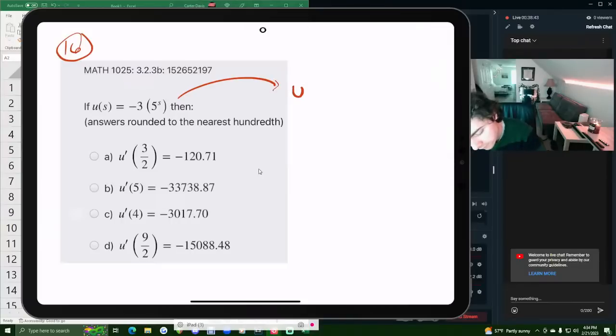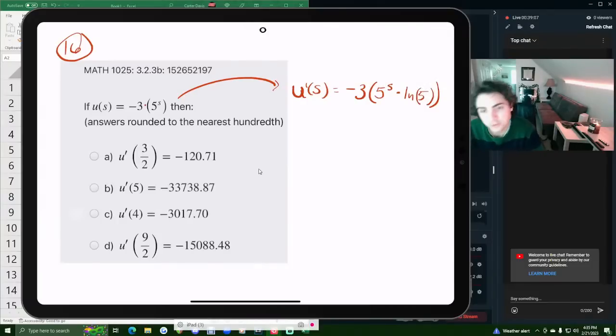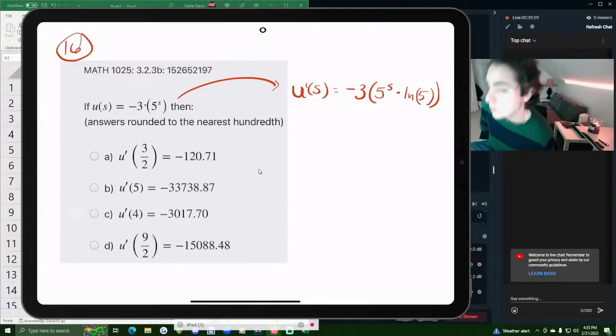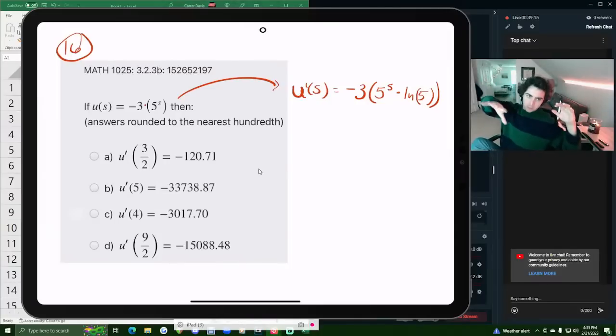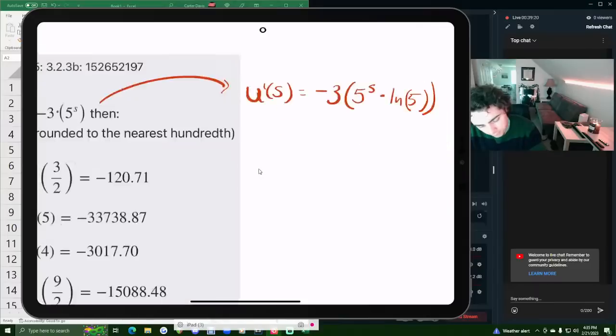So the derivative of u of s would be u prime of s, and so let's talk about how we can handle this. 5 to the s we can take the derivative of, and any coefficient, any -3 that's out in front, can just stay there while we take the derivative of the important piece next to it. So 5 to the s times ln of 5. This goes back to the exponential rule earlier, where we have a number to the s or a number to the x. Its derivative is always that same thing times the ln of the base number. So we have this derivative right here.